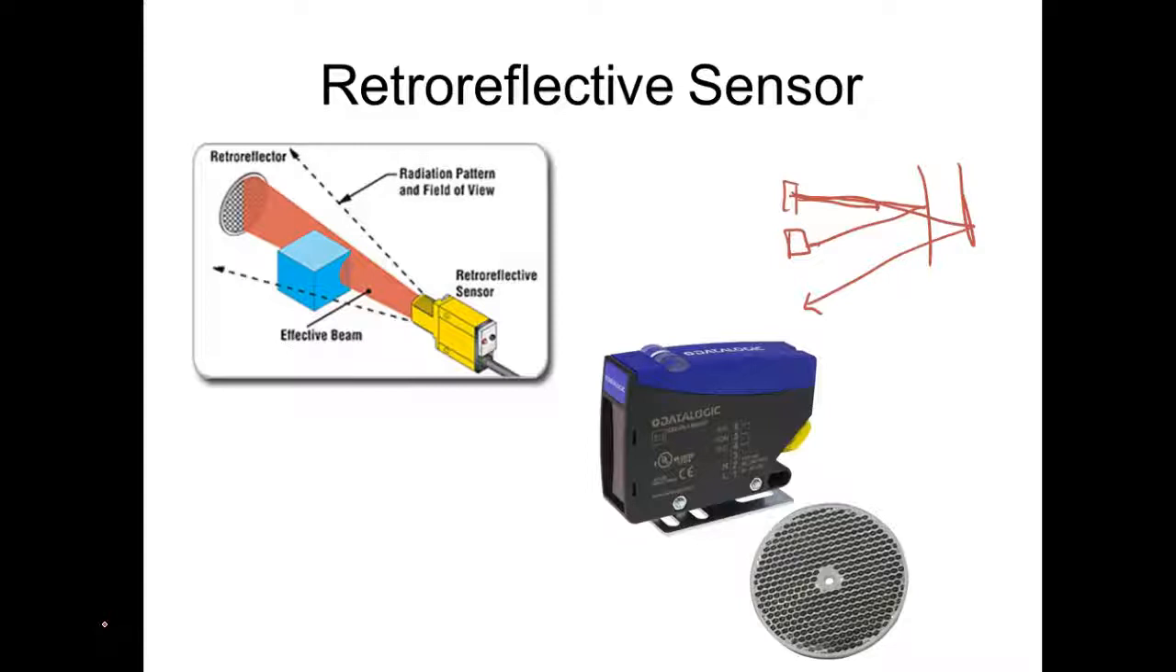But the retroreflective, you just got one sensor, right? You understand? You don't have to have the transmitter and receiver. You have enough room, Jason?